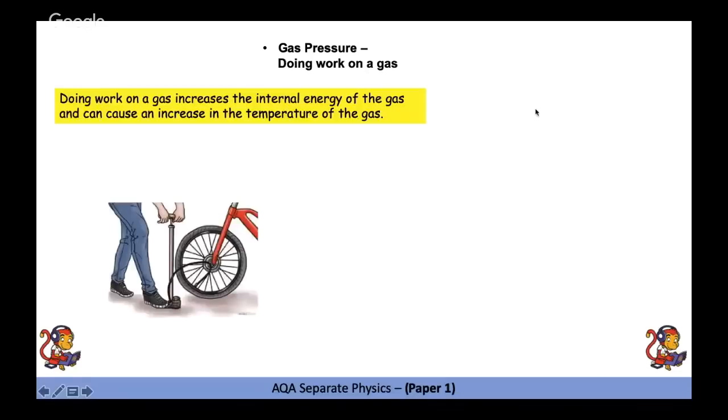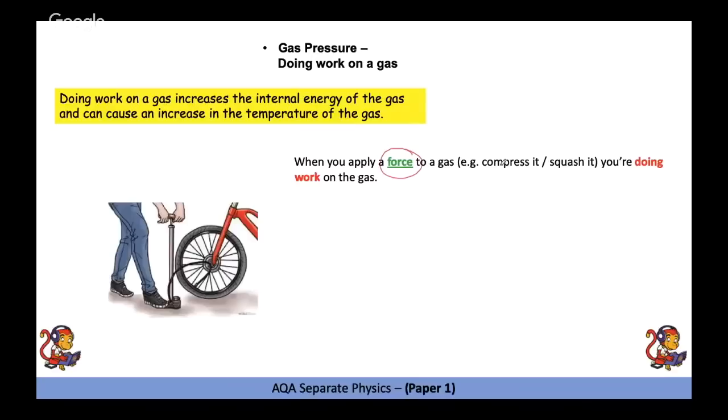Okay, gas pressure. So there's a little bit of separate only content for this. Doing work on a gas is really referring to applying a force to it, and it increases the internal energy of the gas. Okay, remembering internal energy is KE plus potential energy, kinetic energy and potential energy of the gas, and it can cause an increase in the temperature of the gas. Well, why is that?